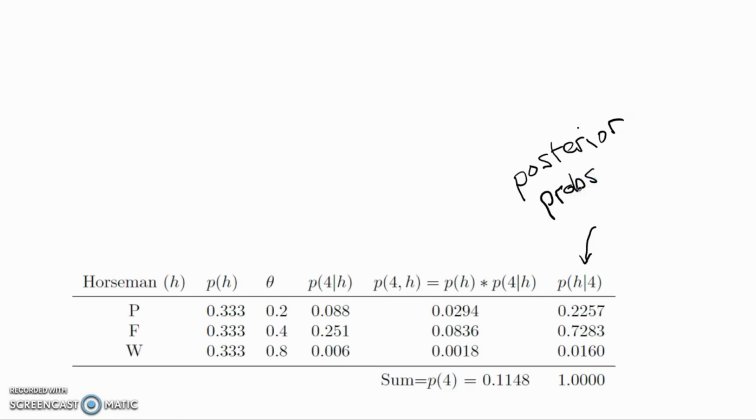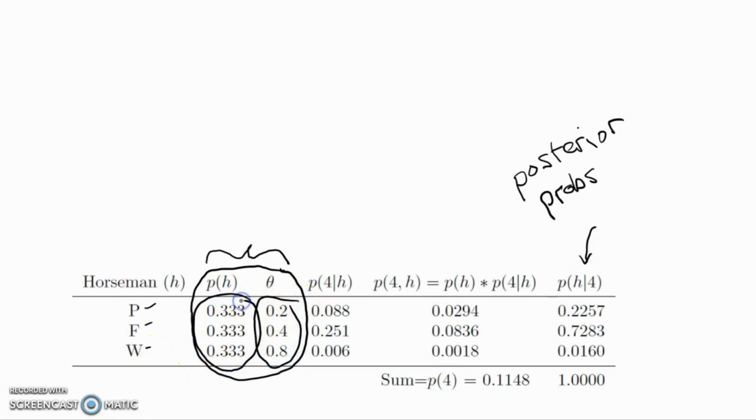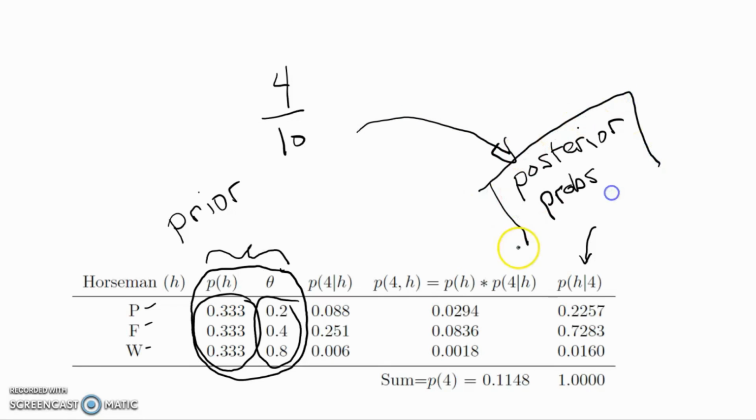So, to review, we started off with some prior beliefs. We thought that each one of these horsemen with their particular mortality rates were equally likely. So that was our prior belief. And then we got some data. And the data was that 4 out of 10 were killed. And then we did a whole bunch of calculations, and what we arrived at were the posterior probabilities that these particular individuals might have been responsible.